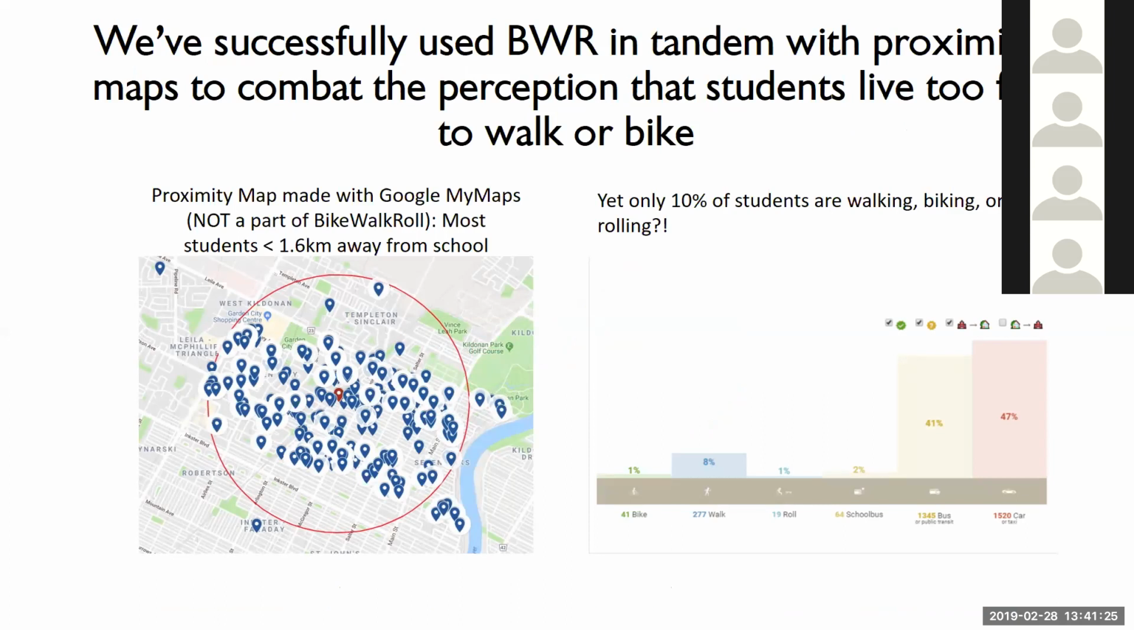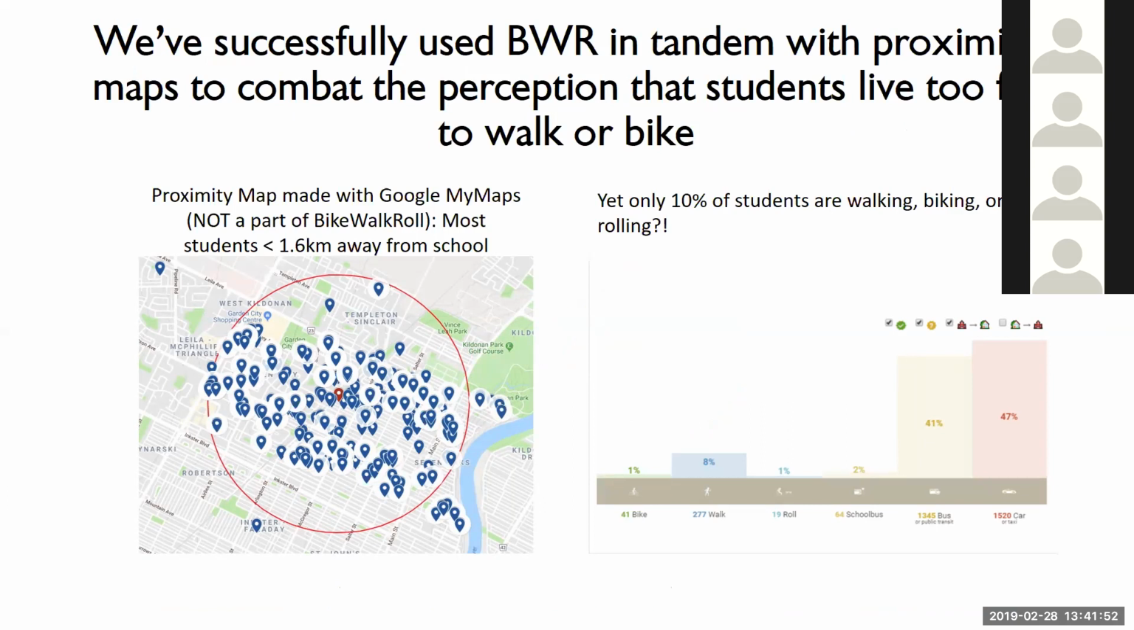I've started using this recently, and I find it very powerful: the idea of a proximity map in tandem with the BikeWalkRoll data. I want to point out that the map on the left has nothing to do with BikeWalkRoll. That's something we made based on a school, where we just plotted the addresses of all their students onto this map. So this could be completely for internal use. This never has to see the light of day.